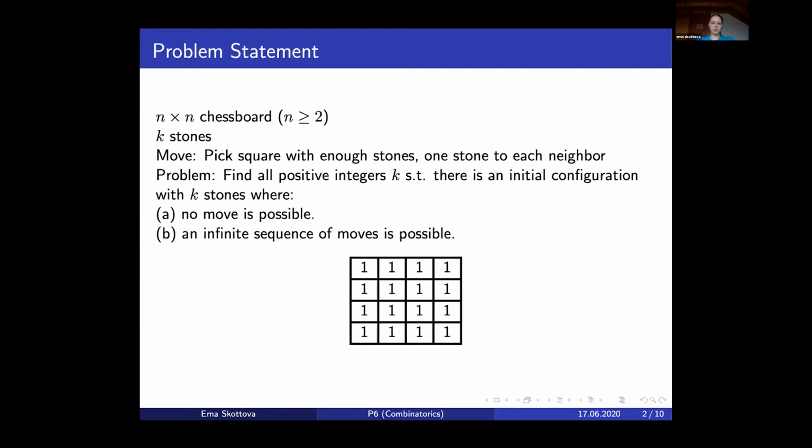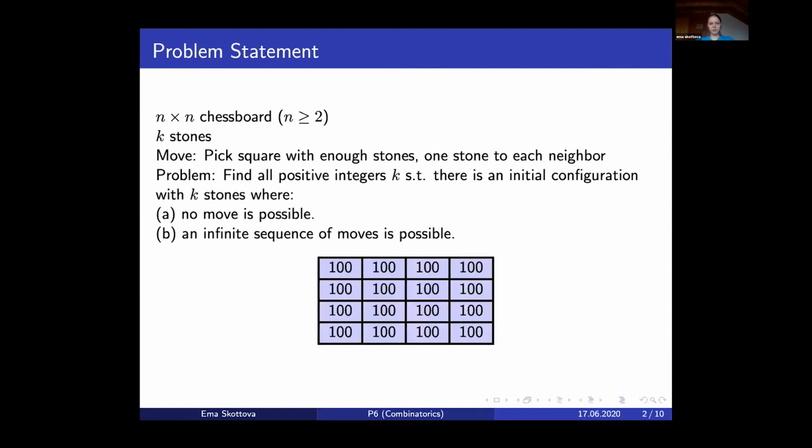For this, we can make a simple example, which is we give every square 100 stones, and then at any point, no matter how it's moved, at least one of those squares will have at least 100 stones, just because there are that many stones, by the pigeonhole principle. That means clearly at least one square will have as many stones as it has neighbors, so you can just make an infinite sequence of moves with that.